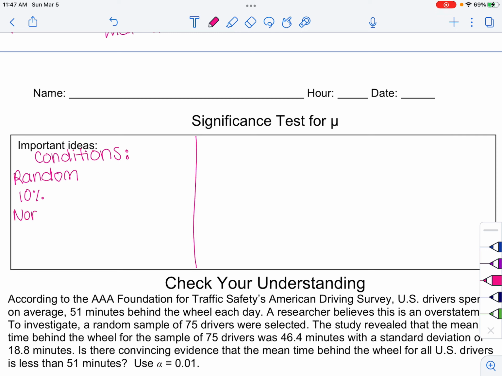The third condition is normal. And now normal for means we have 3 ways we can prove it. One is that the population is normal. Two is if n is greater than or equal to 30, then by the central limit theorem we are normal. And three, if the sample has no strong skew or outliers.